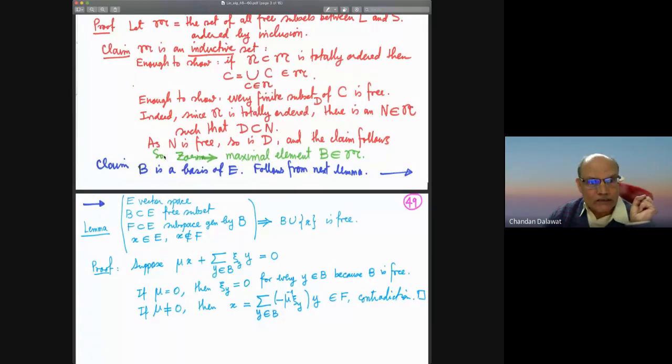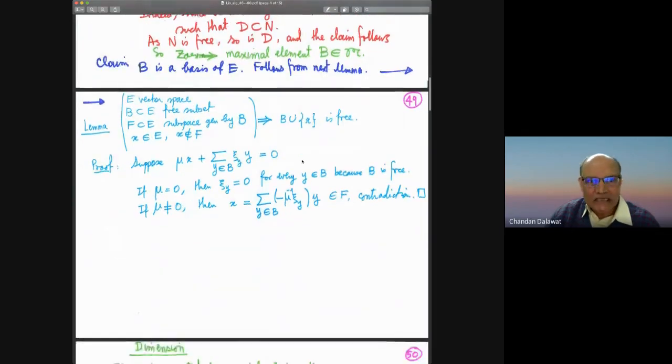So what Zorn's lemma will imply is that it contains a maximal element. Let's call it B. So B is a maximal element in M, which means that it's a free subset containing L, containing S, and there is no free subset containing L and containing S which contains B. That's what we have constructed. And now we are claiming that B is a basis.